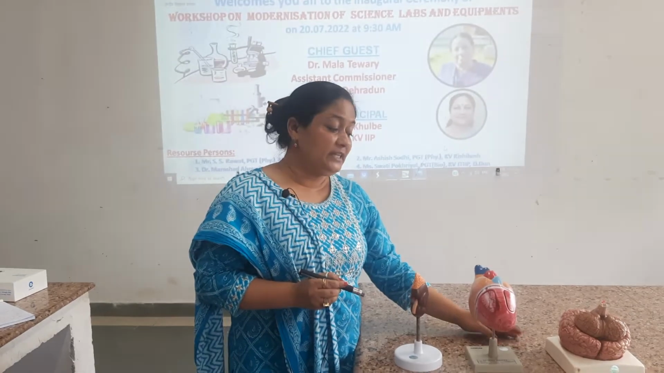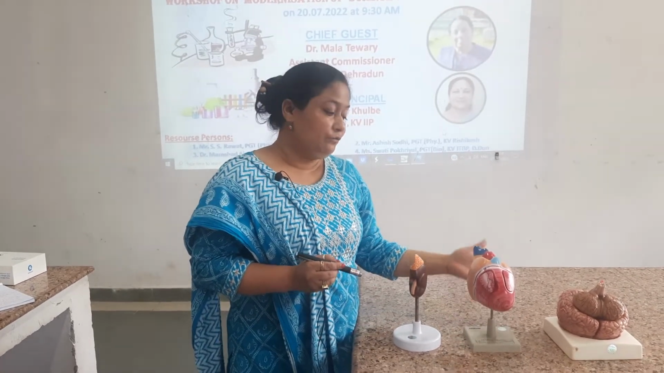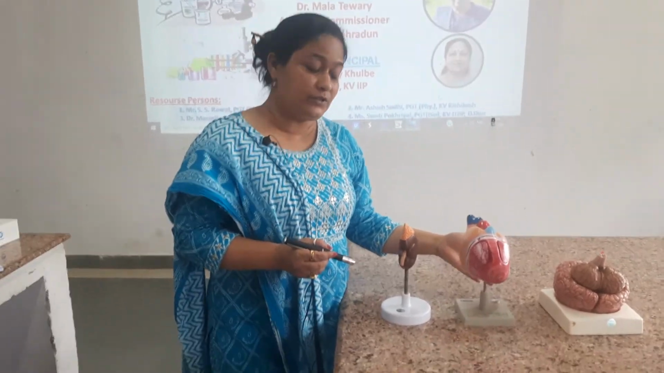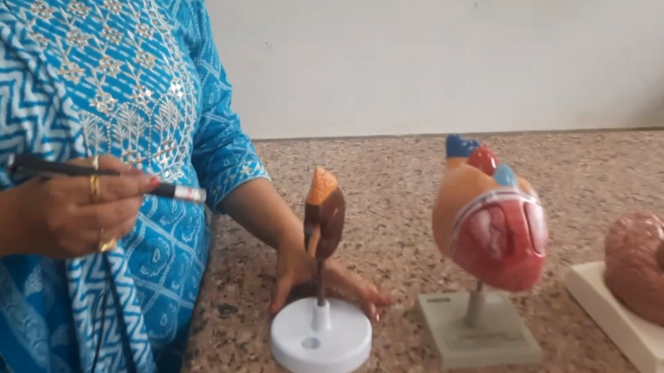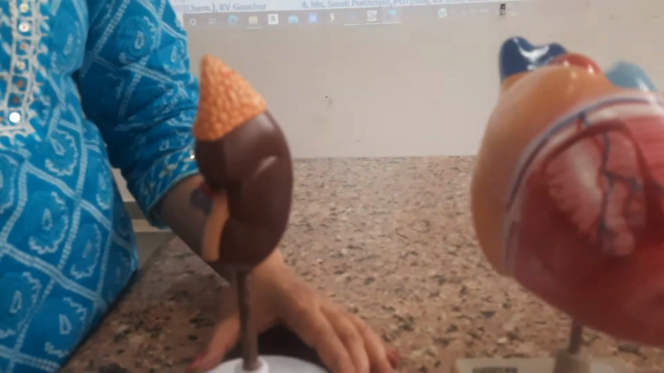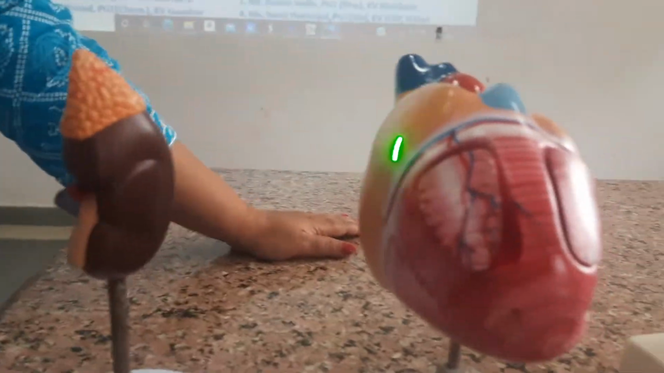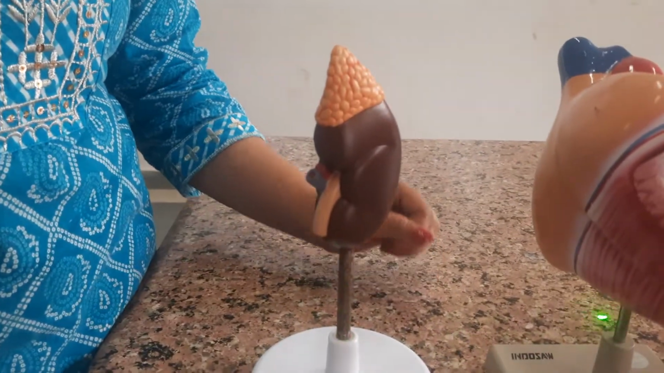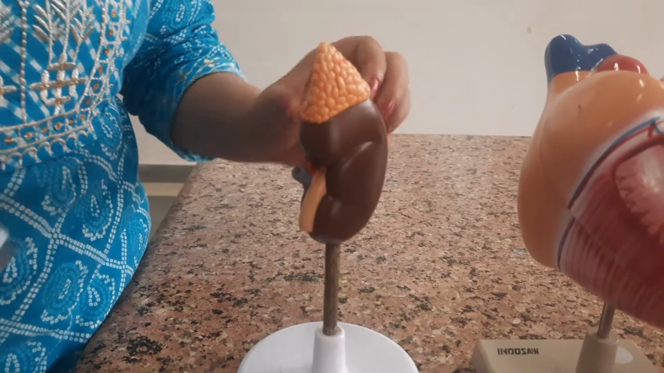Good morning. These are the three models which we have obtained for the modernization of the laboratory. The first model is of the kidney with the adrenal gland, the second model is of the heart, and the third model is of the brain. Let me start with the first model, that is about the kidney and the adrenal gland.